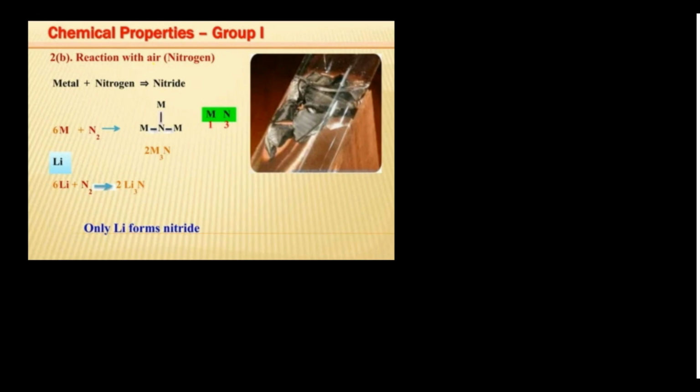So only lithium forms this nitride. Please remember, only lithium forms this nitride. In that case only nitrogen is written here, but along with nitrogen, lithium can also react with carbon to form carbides. So I can write here: lithium when it reacts with nitrogen forms nitride, and lithium when it reacts with carbon forms carbide. So lithium is the only metal in the group which can react directly with nitrogen and carbon to form the nitride and the carbide.